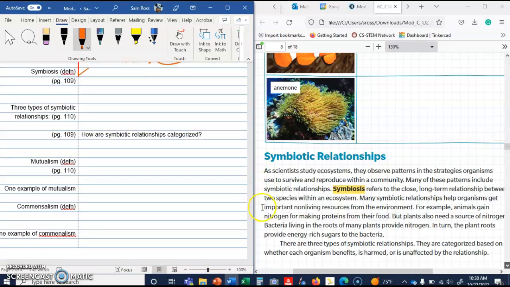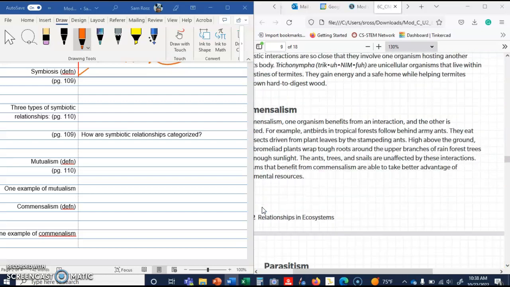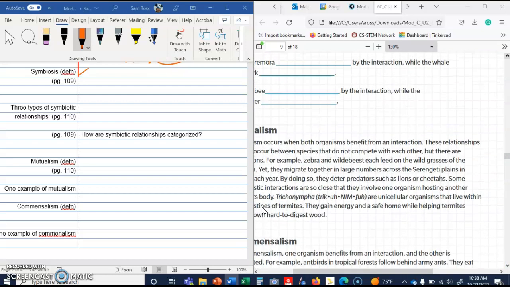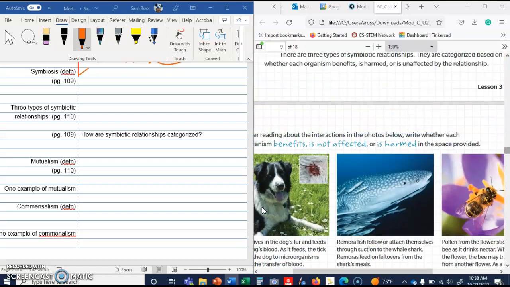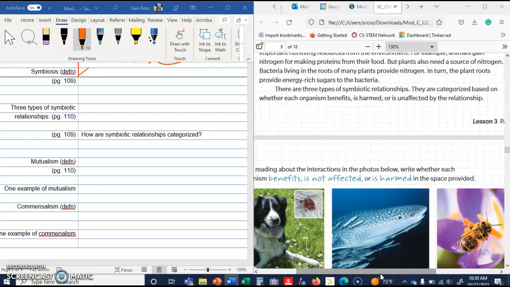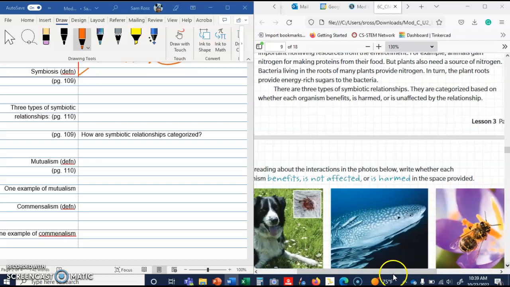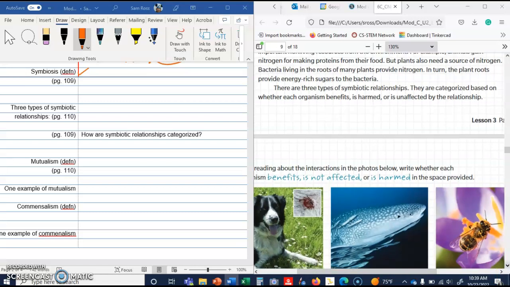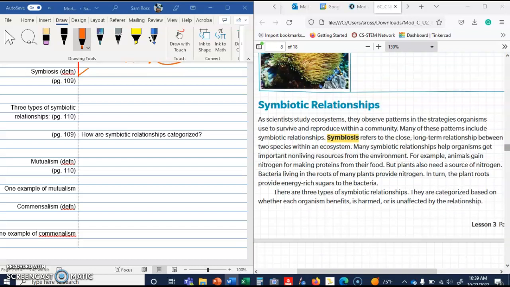Three types of symbiotic relationships. That's going to be down here at the very bottom, where it says the three types of symbiotic relationships. Okay, right there. They are based on whether organisms benefit, are harmed, or are unaffected. So we have to go to the next page. Okay, wait a minute, go back.